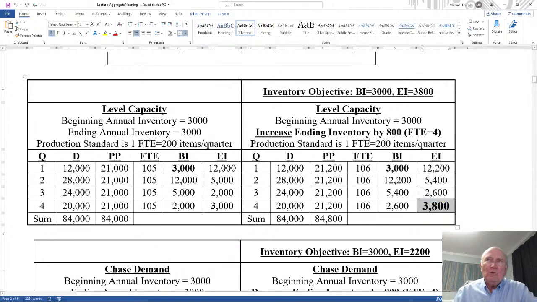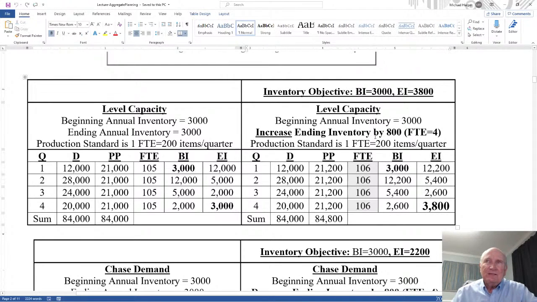First of all, one way is to take the total production, add 800 to it, so my demand is 84,000, my production is 84,800, and divide that by 4, and that gives me my quarterly production. Divide that by my production standard of 200, and I have my FTEs. That's one way. A second way is take this 800, since it's quarterly, divide it by 4, so it's 200, 200, 200, 200, and add 200 to every quarter. So 21,000 would be 21,200 every quarter. Well, if I add that up, then the annual is going to be 84,800. Divide that by my production standard, and I get my FTEs. So sometimes that's the easiest way to do it.